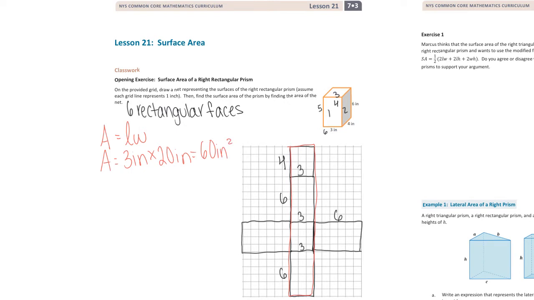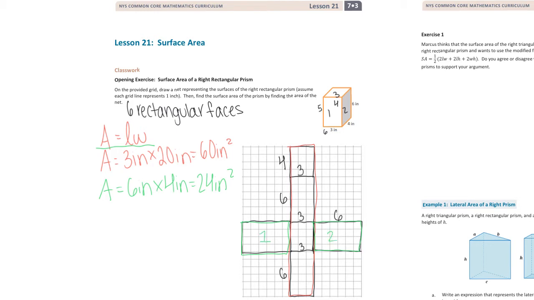Now we need to find the two rectangles in this wing here. So those two rectangles we're going to be looking at are this one and this one. Now we know that, again, the area of a rectangle is length times width. So I'm going to take my new area and I'm going to have 6 inches times 4 inches equals 24 inches squared. Now let's remember that that is only for one of them.